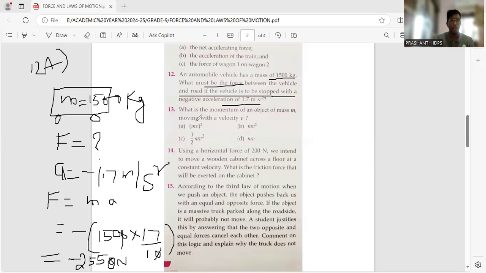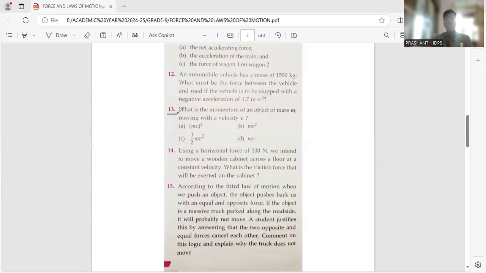Okay. Now let us see the 13th one, which is an MCQ type question. What is the momentum? We know momentum is nothing but the product of mass and velocity, and it is denoted with the letter M. If the mass is m and velocity is v, the momentum will be m into v. Option D is the correct answer for the 13th one.